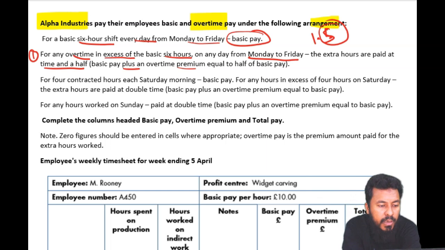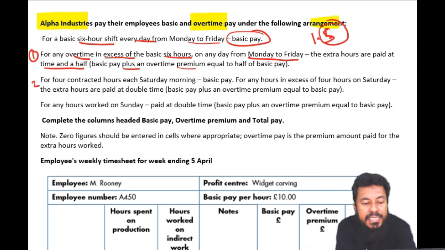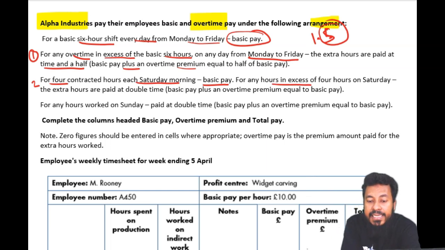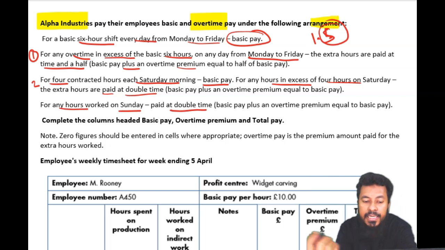Second, for 4 contracted hours each Saturday morning, the pay is basic pay. Any hours in excess of 4 hours on Saturday are paid at double time. Remember, more than 4 hours on Saturday is paid at double. For any hours worked on Sunday, paid at double. So Sunday is double as well.